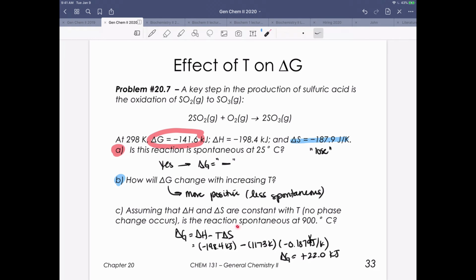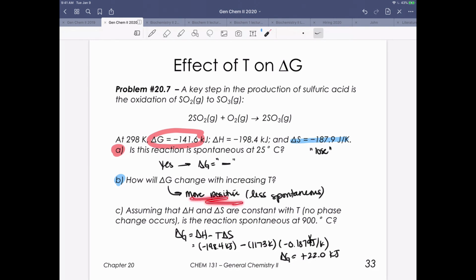The last piece has us use our gold standard Gibbs free energy equation. Since delta H and delta S are constant with temperature, we can put these same two values in, and we can just change the temperature, making sure we change it to Kelvin. So again, here's our delta H parameter. Here's our delta S parameter converted to kilojoules. And then we need to convert our temperature to Kelvin to make sure to cancel out the units of Kelvin. We see that delta G now becomes positive 22 kilojoules.